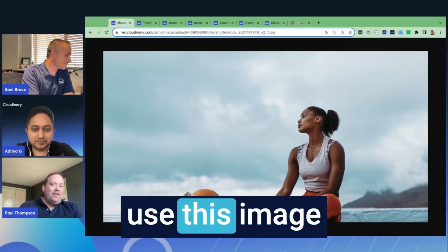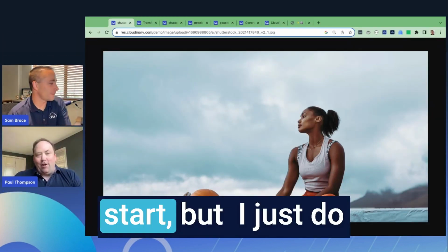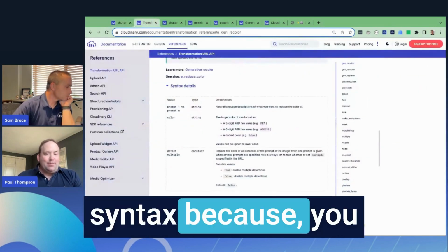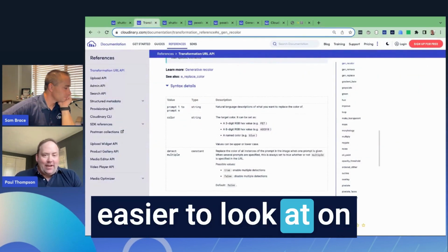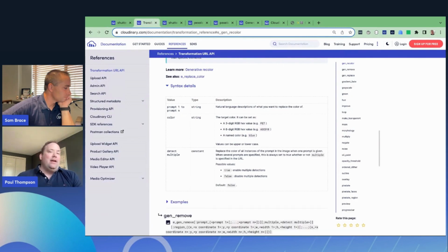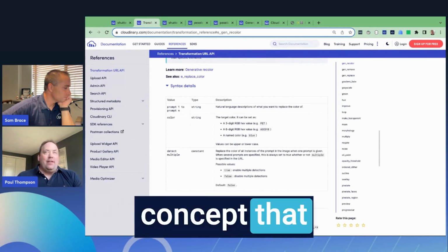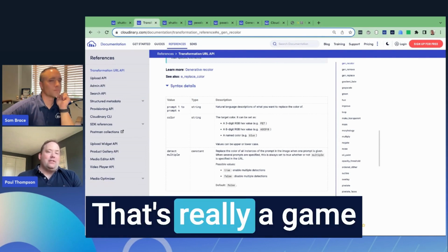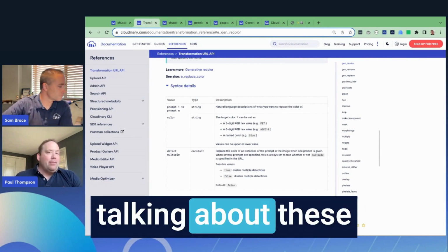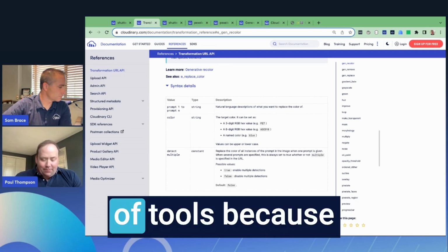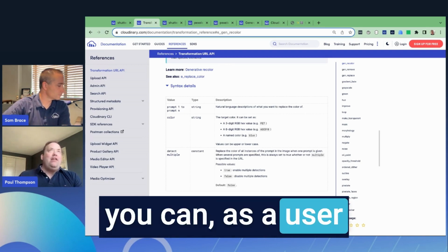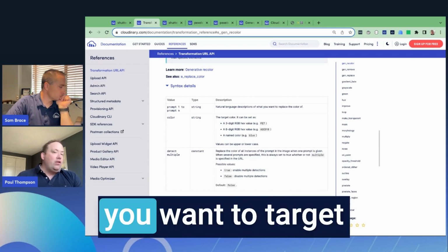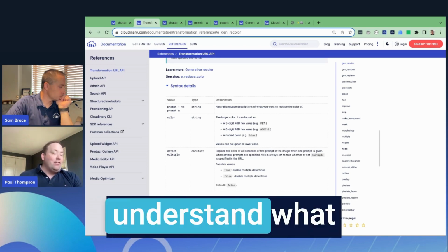Sure. I'm going to use this image as an example to start, but I just do want to do a quick walkthrough of the syntax because it's sometimes easier to look at in the documentation. One thing that's important, the concept that Aditya brought up, is the idea of natural language processing. That's really a game changer when we're talking about these AI generative tools, because you can, as a user, specify pretty descriptively what you want to target, and it's going to understand what you're saying.